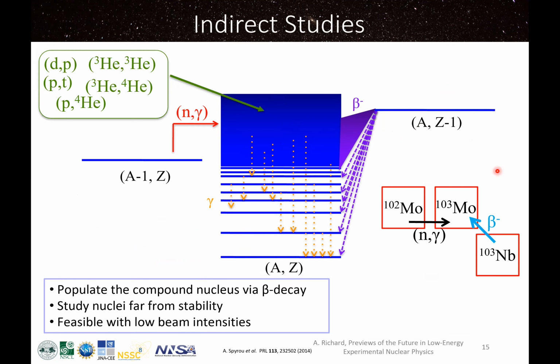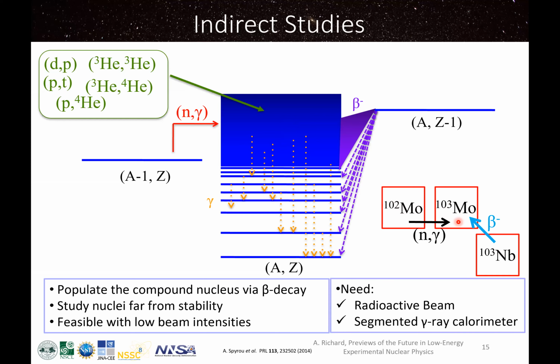So the way that this would work is that you have your niobium-103 beam, for example, that then beta decays to molybdenum-103, that then allows us to constrain molybdenum-102 n gamma. So the 2 things that you actually need experimentally for this sort of technique is a radioactive beam and then a segmented gamma ray calorimeter.